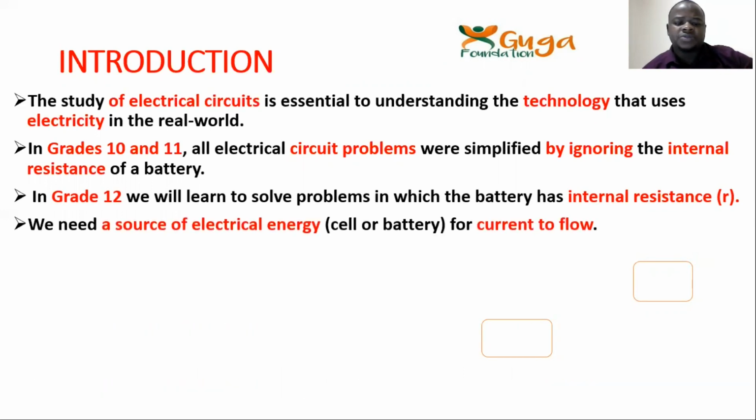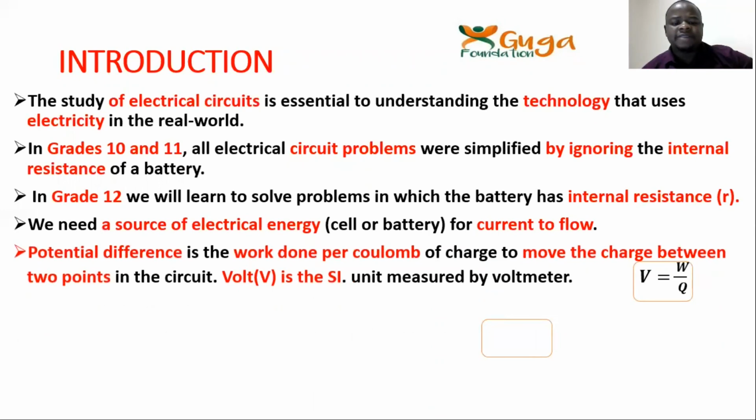We need a source of energy or a battery or a cell for a current to flow, to push those charges in a conductor. And potential difference is the work done per coulomb of charge to move the charge between 2 points in a circuit, and it's measured in volts, the SI unit, using an instrument called a voltmeter. And then we know that V is equal to work done divided by charge.